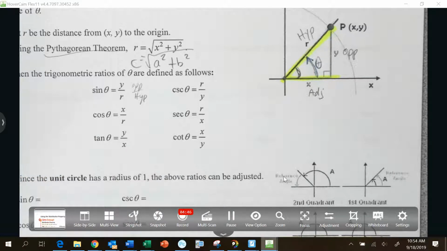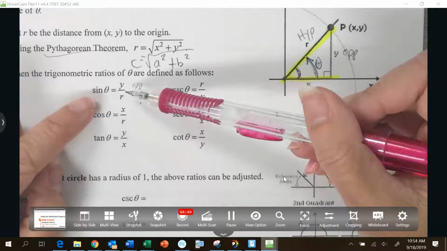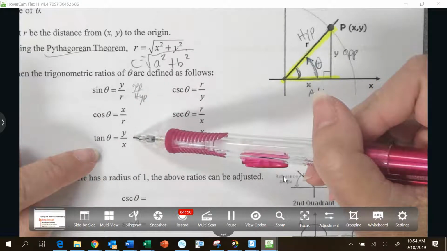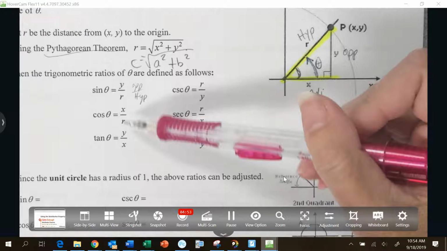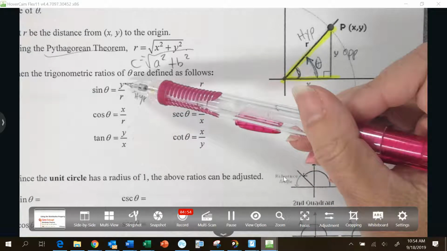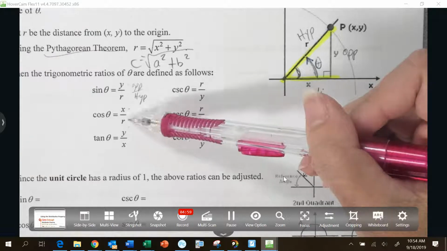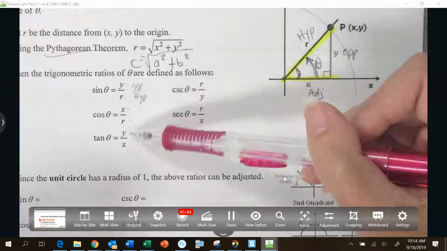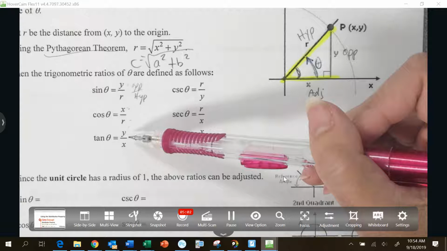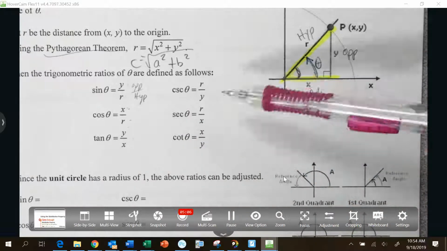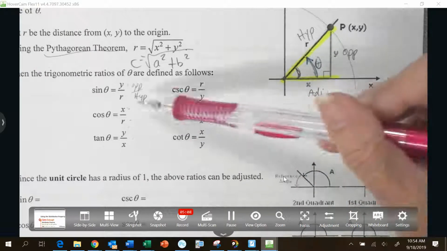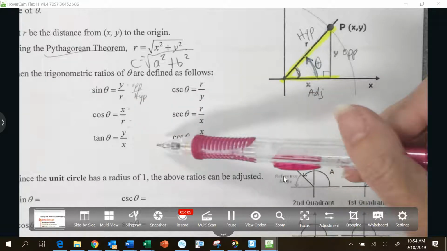So what I do to remember tangent is, if I go in order every single time, it's always sine, then cosine, then tangent. Sine is the y over r. Cosine is the x over r, and then tangent's got to be the y over the x. So they go in that order. That's how I remember tangent. And then these, I never memorize these. I just know these and then flip them.